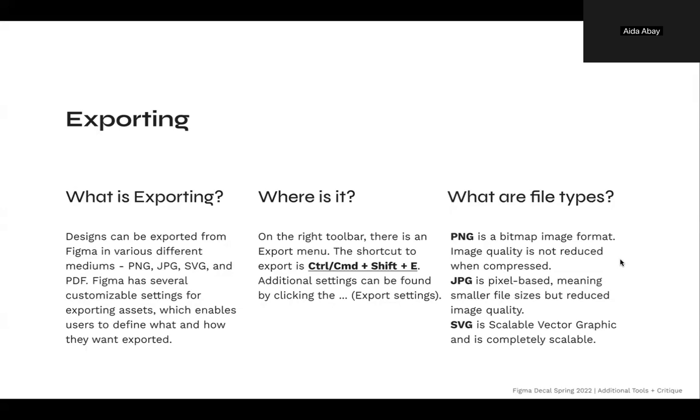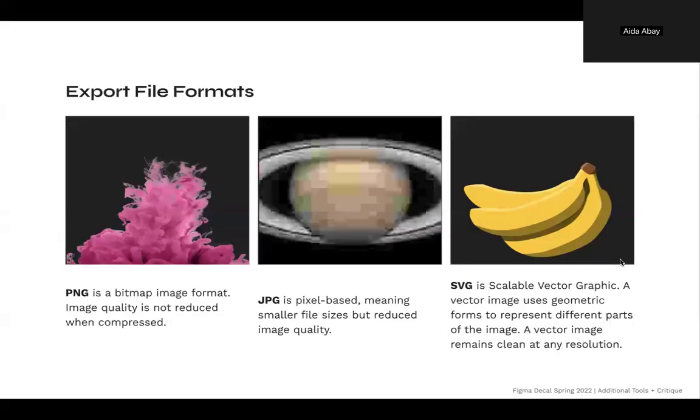When you click that, it'll give you further options like if you want a PDF or if you want an SVG. And then here, there's also the different file types, and it can be applicable to whatever you're looking for. So PNG is a bitmap image format, so image quality won't be reduced when it's compressed and it's downloaded for you. JPG is pixel-based, so it means smaller file sizes, but it will reduce the image quality. And then SVG is a scalable vector graphic, so a vector image uses geometric forms to represent different parts of the image.